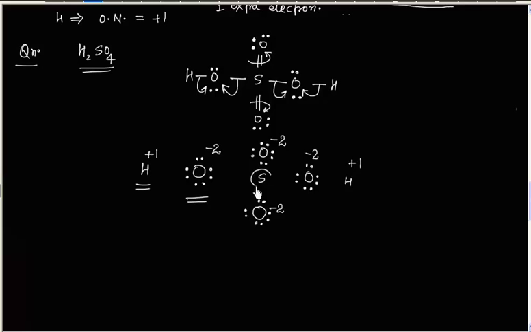Now for sulfur, it has no electrons. A neutral sulfur atom has 6 electrons. So basically for sulfur we can say there is a loss of 6 electrons.